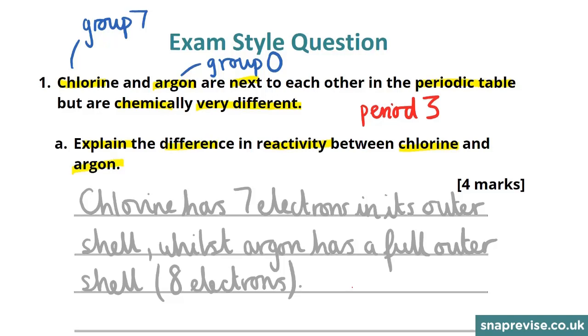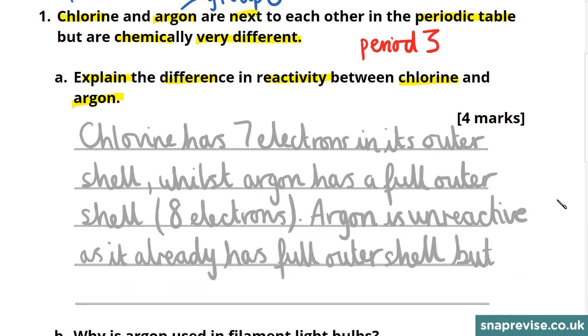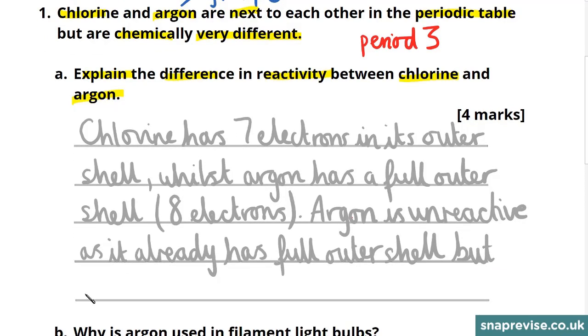We know that in general, atoms will try and react in order to get a full outer shell, as a full outer shell is more stable. What this means is that argon is unreactive as it already has this full outer shell. But chlorine is very reactive as it can easily gain 1 electron in a reaction to get a full outer shell.